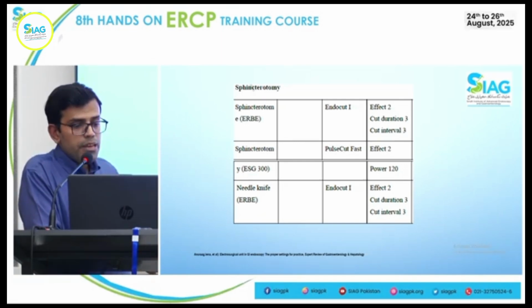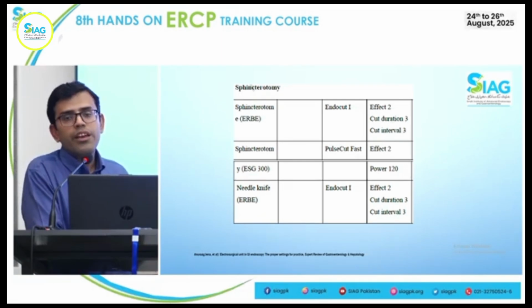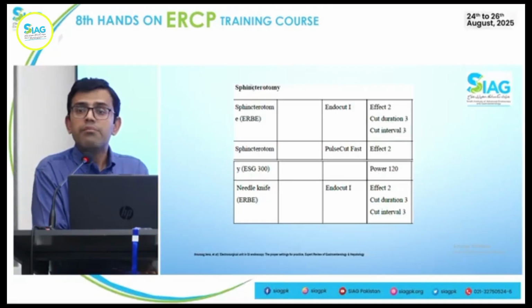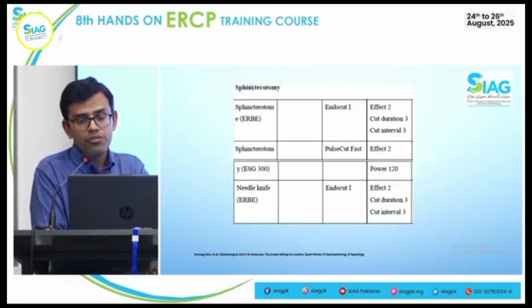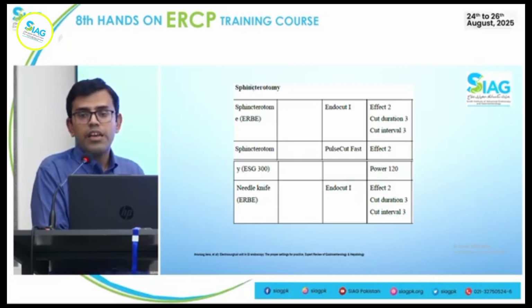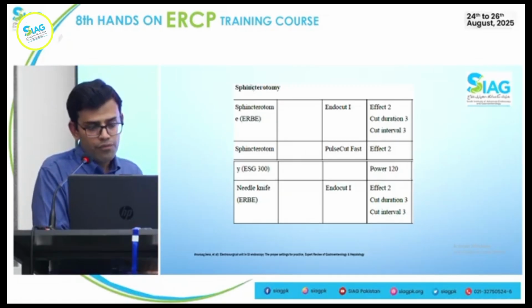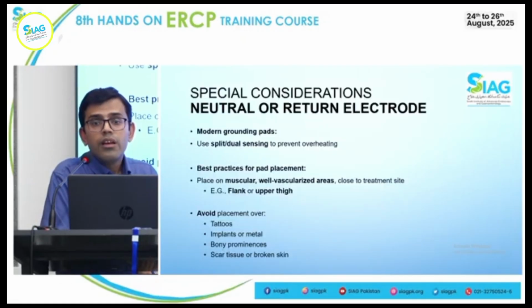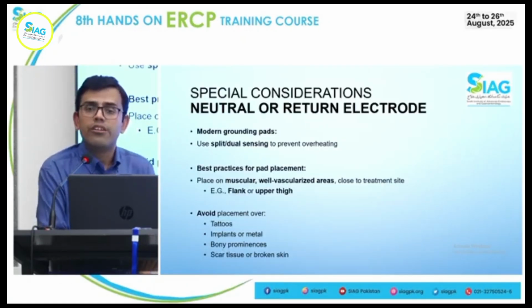If we are using ERBE, it's endocut I with an effect of 2, duration of 3 and interval of 3. So mind you, effect means the degree of coagulation, duration is just the amount of tissue that is cut, and interval is the difference between the two currents. For Olympus or similar machines, we can use pulse cut fast with an effect of 2. The same applies to needle knife as well. Effect is the degree of coagulation.